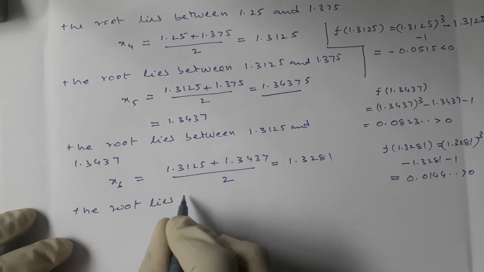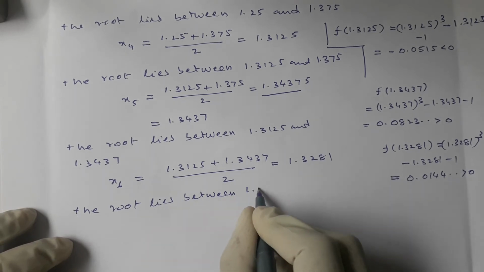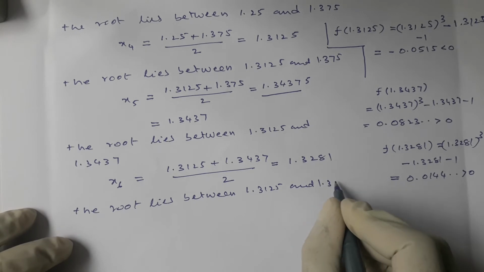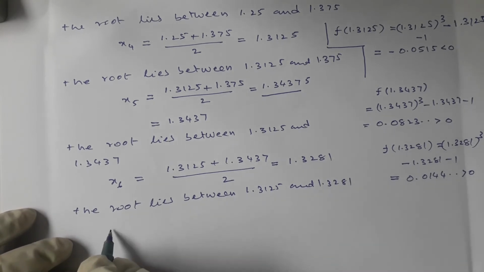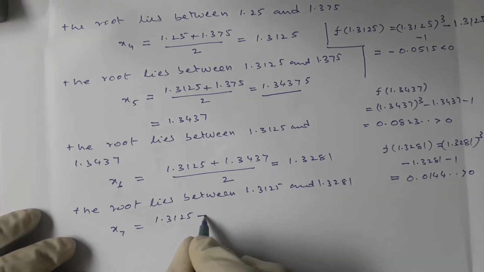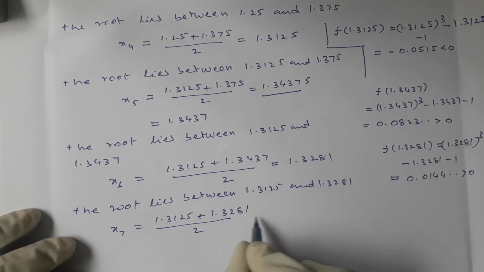The root lies between 1.3125 and 1.3281. So the next approximation root x7 is equal to 1.3125 plus 1.3281 divided by 2, which is equal to 1.3203.